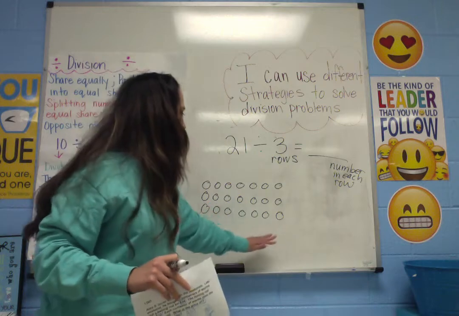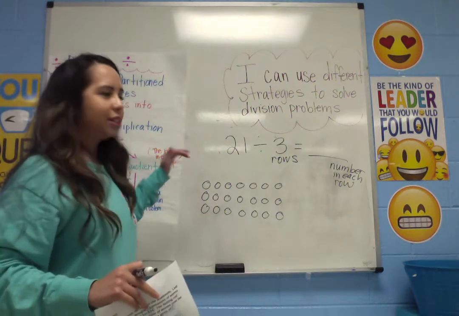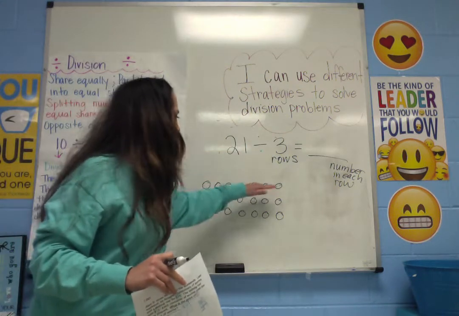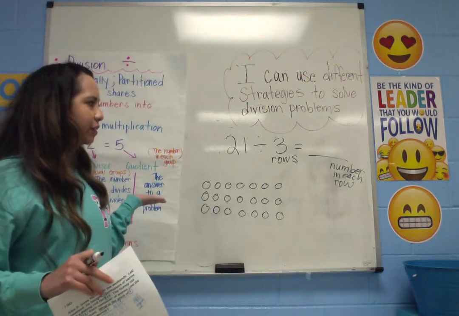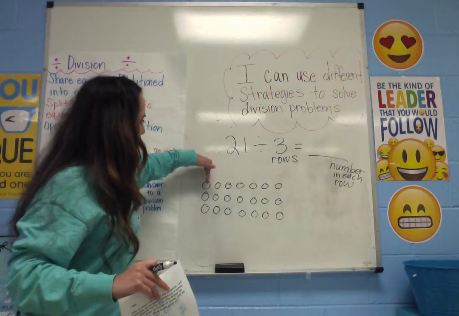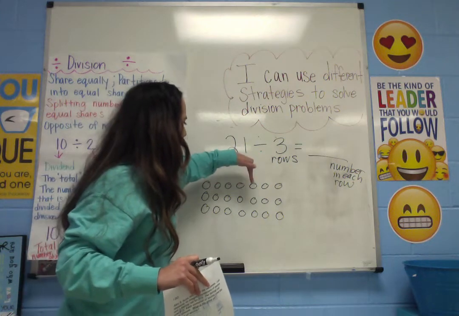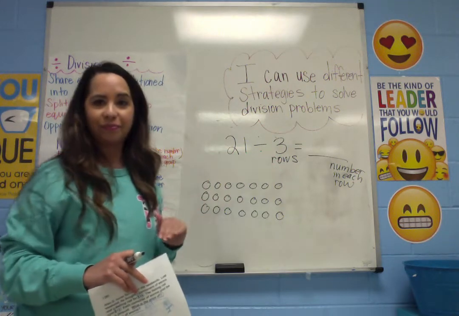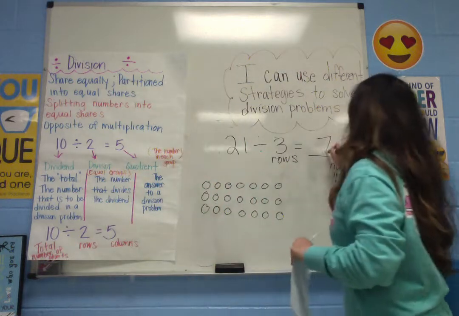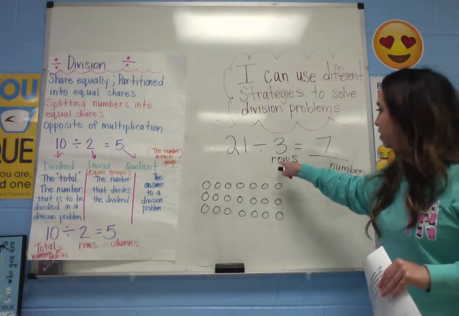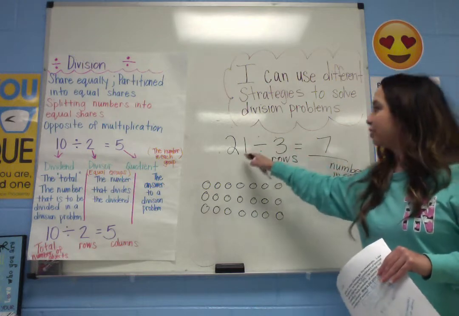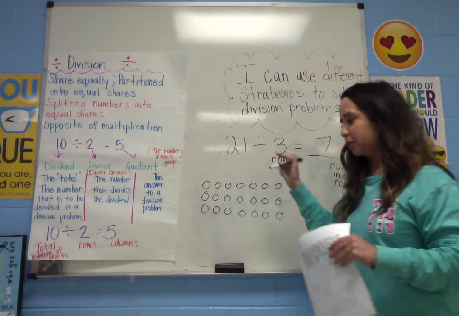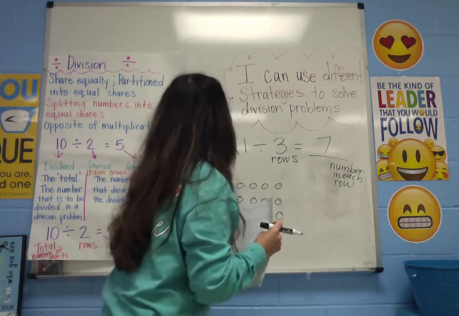We have a total of 21 circles divided into, here are my 3 rows. Now let's ask ourselves, how many are in each row? 1, 2, 3, 4, 5, 6, 7. And that's our answer. And we know if we multiply the divisor times the quotient, 3 times 7 is 21. So this problem is correct. That's how you can check your answer.